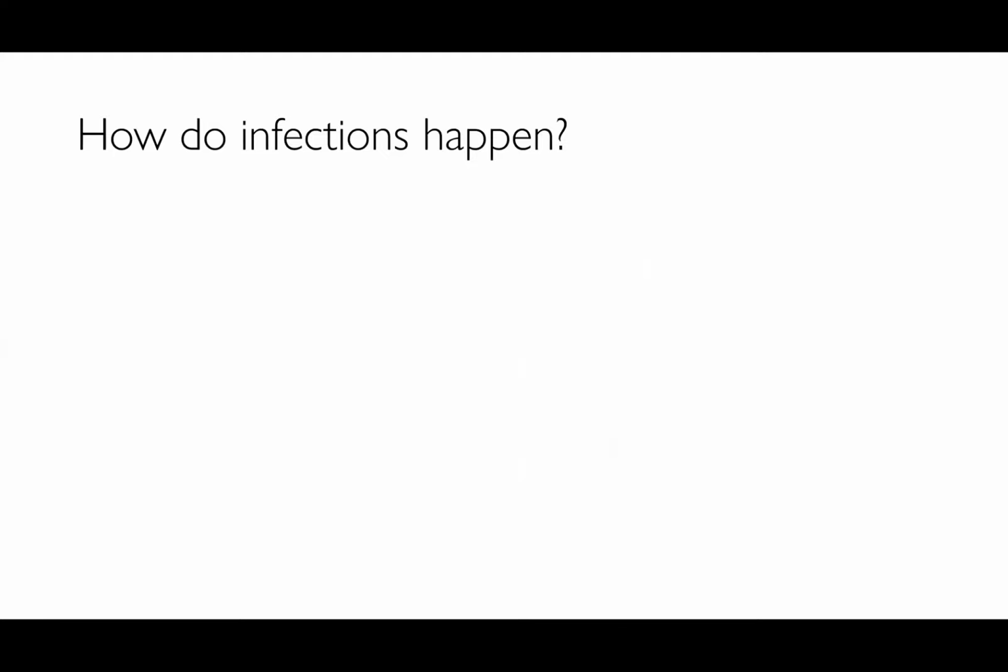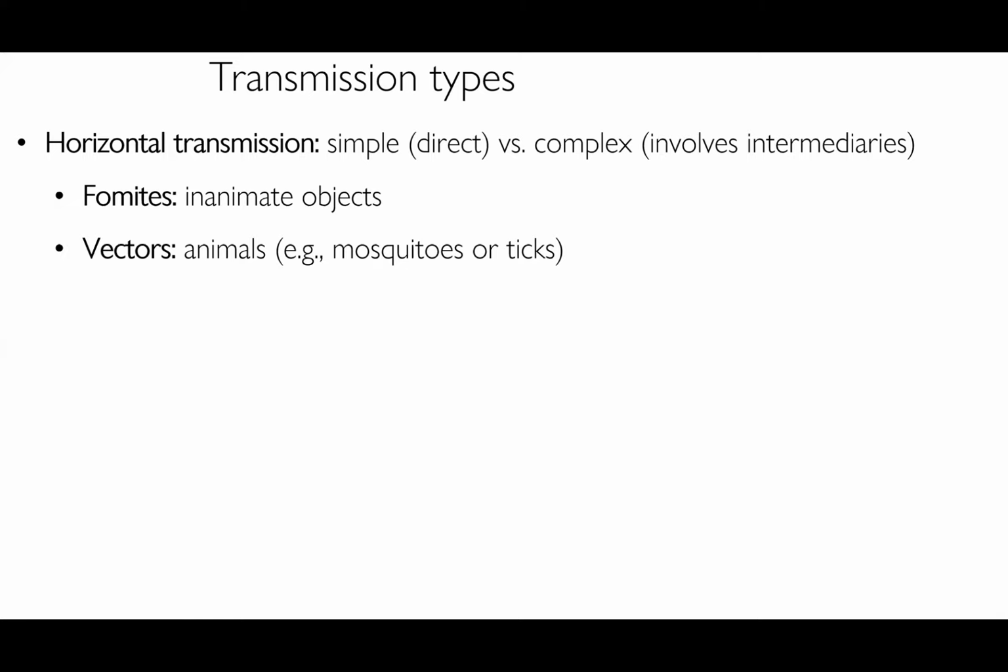And so there's a couple routes. So we have horizontal transmission, so a simple versus simple, which is a direct transmission, as well as a complex, which involves intermediates. And so fomites are one of the common ways things are transmitted. These are inanimate objects like your computer, your phone, the handle on the subway. And that's in contrast to vectors that include animals, which typically we're thinking about mosquitoes mostly. In addition, we can have vertical transmission from parent to child.